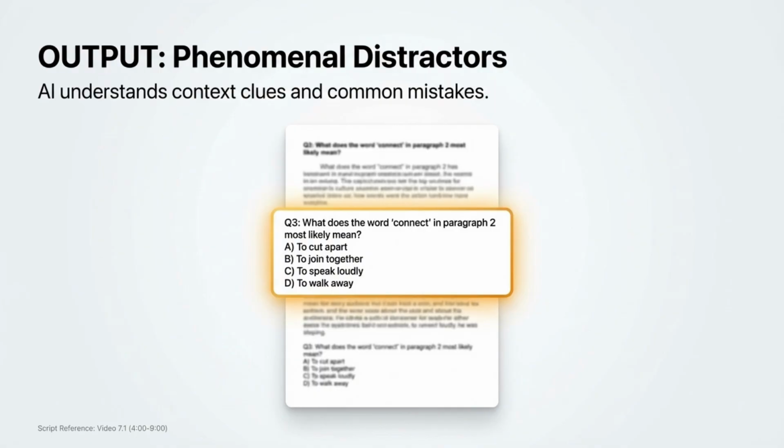Let's analyze this output. Question 1 asks for the main idea. Look at question number 3. It asks, what does the word connect in paragraph 2 likely mean? The distractors are phenomenal. They are not just random words. They are words that look similar or have adjacent meanings, forcing the students to actually use context clues. The AI understood exactly what an ONET-style question looks like.